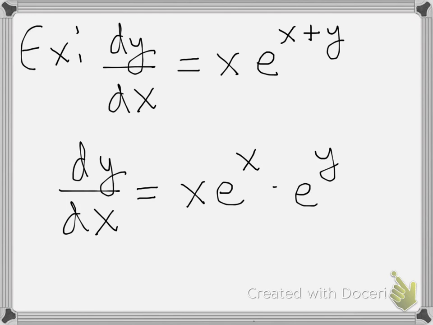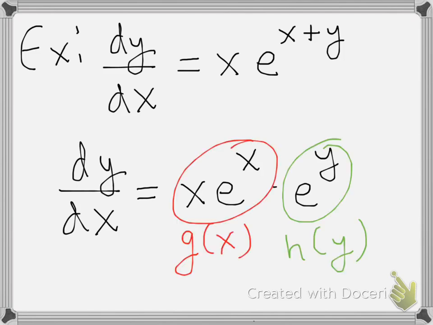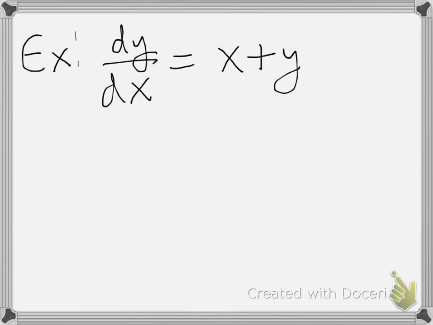So the function on the right-hand side actually simplifies as x e to the x times e to the y. So the x e to the x is playing the role of the function g of x, and the function e to the y is playing the role of the h of y. So again, this second differential equation is also separable.